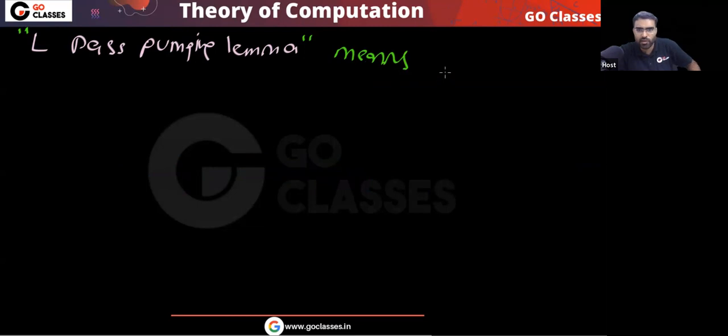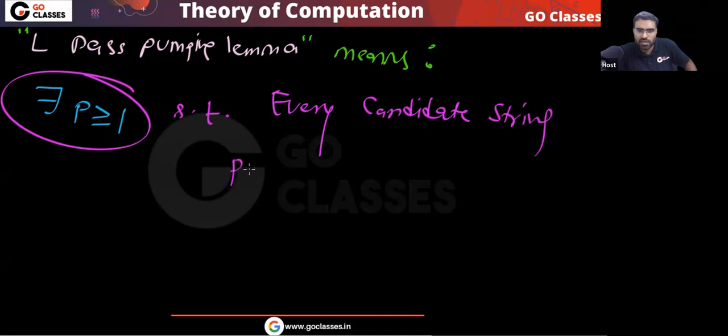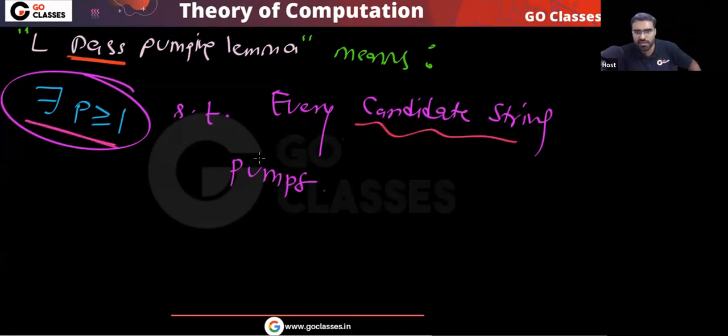Let me tell you what this means. This means there exists a magical number P, which is greater than or equal to 1, such that every candidate string pumps. Yes or no? Do you agree with me? If L is passing the pumping lemma, that means there is a magical number such that every candidate string will pump.